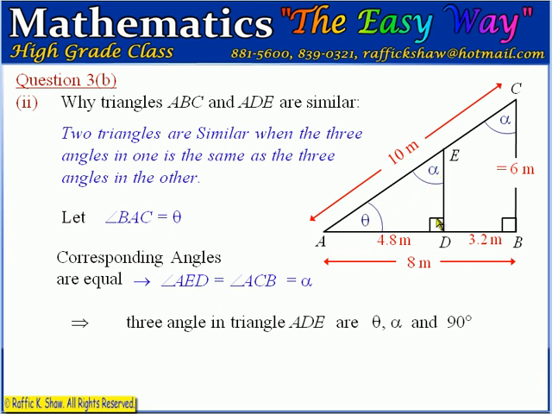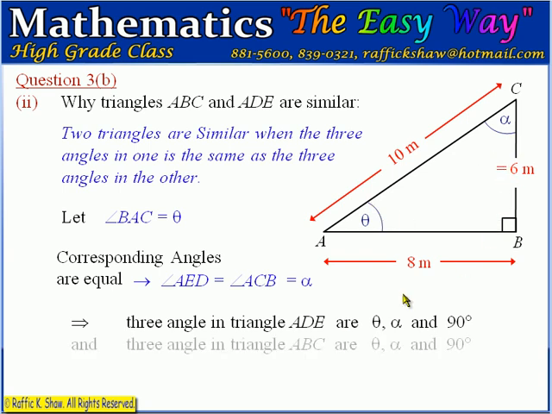theta, alpha, and 90 degrees. These are the three angles in this smaller triangle, theta, alpha, and 90 degrees. And if we remove the information here, so we can focus on the larger triangle, triangle ABC, we see that these three angles are also theta, alpha, and 90 degrees. The three angles in triangle ABC are also theta, alpha, and 90 degrees.